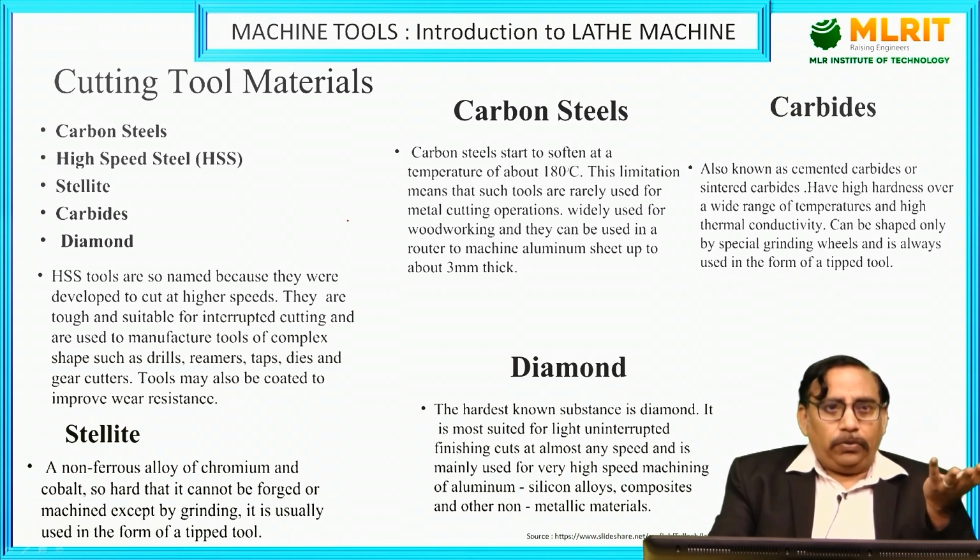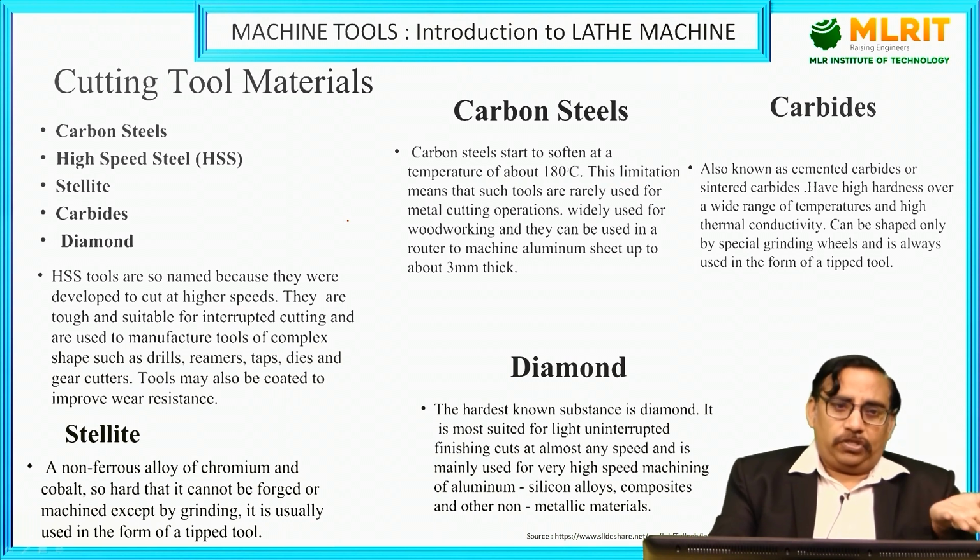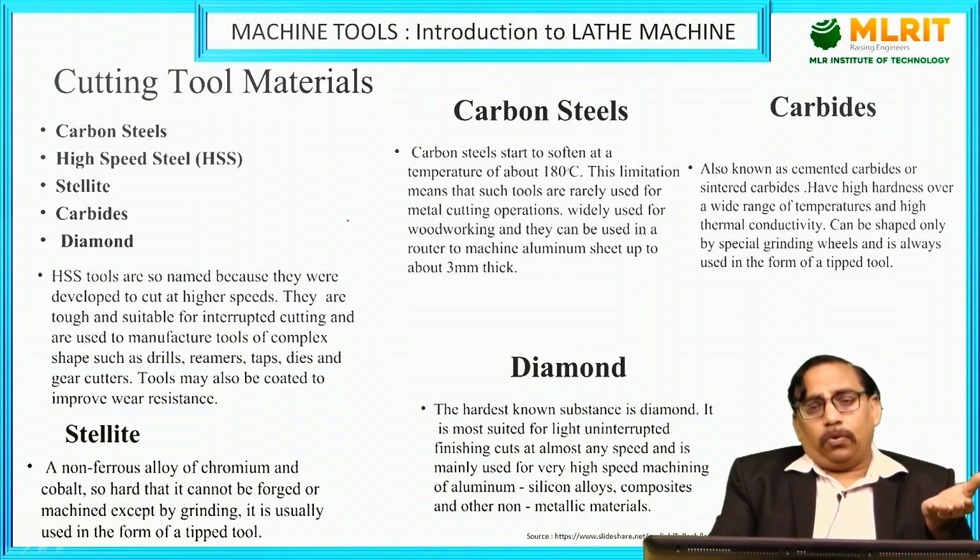Coming to HSS, they are also called high speed steels, and they can be operated at higher speeds. They are tough and suitable for uninterrupted cutting and for complex shapes like drills, reamers, taps, dies and gear cutters. These HSS tools may be coated to give more wear resistance.